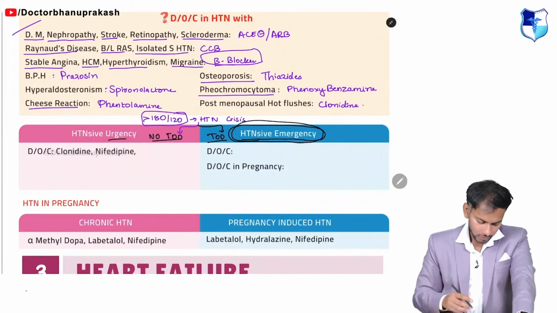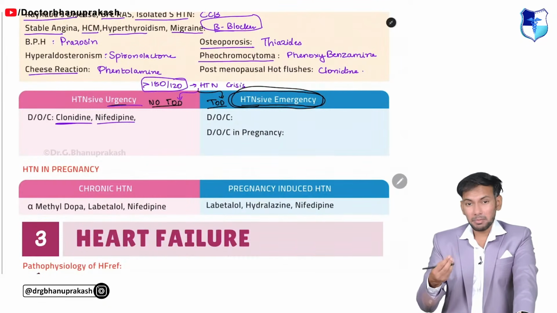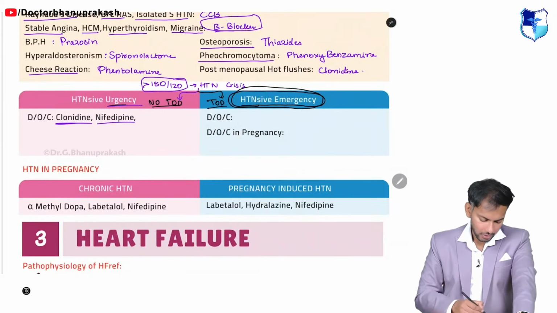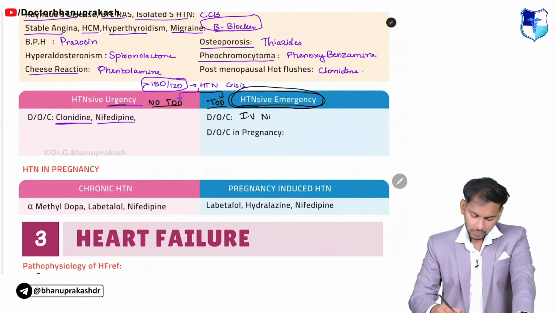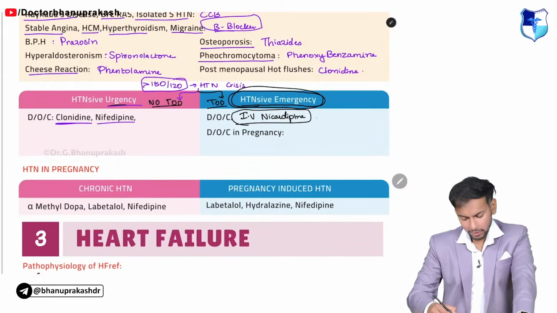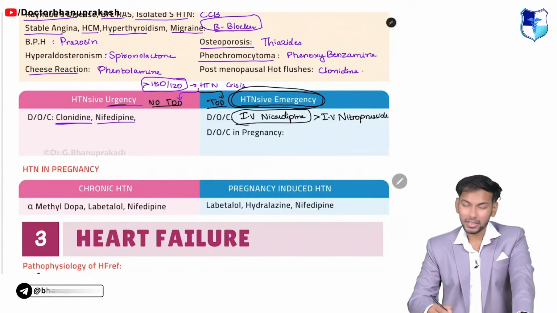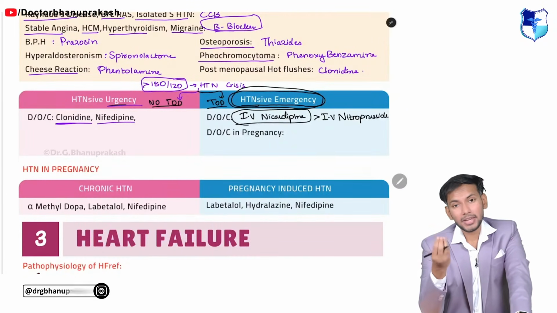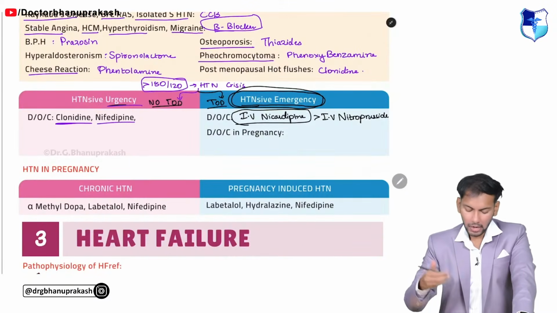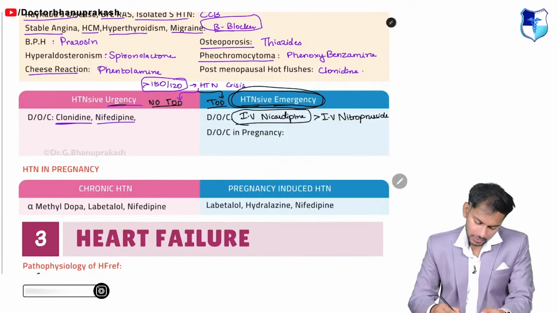Now, what is the drug of choice here? Drug of choice for urgency is clevidipine or nifedipine, oral tablets you can give. But emergency, there is target organ damage. You have to give IV drugs like IV nicardipine. This is a calcium channel blocker. Yes, if this is not available, then you can use something known as IV nitroprusside. This is what I told you. This is a mixed dilator. It will cause cyanide toxicity. The antidote is hydroxocobalamin. So that is IV nicardipine. If it is not available, IV nitroprusside. That is for hypertensive emergency.